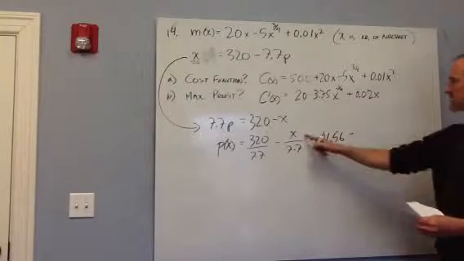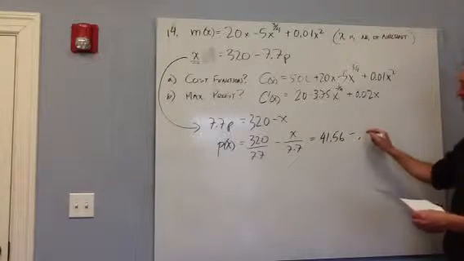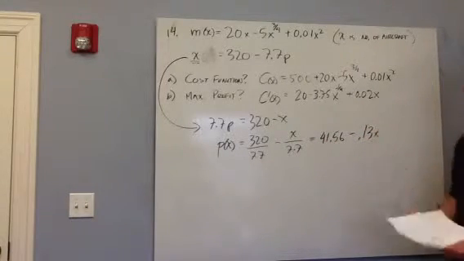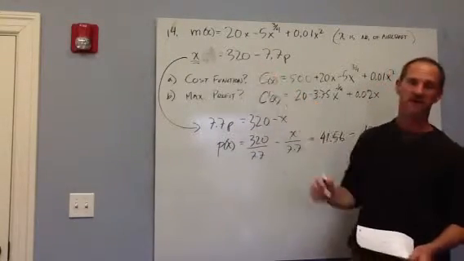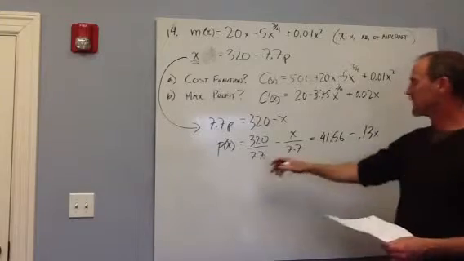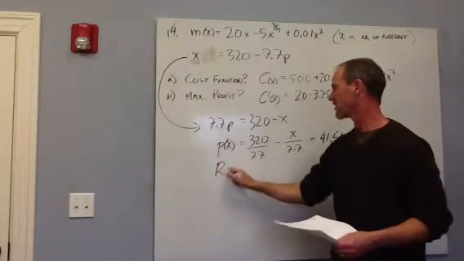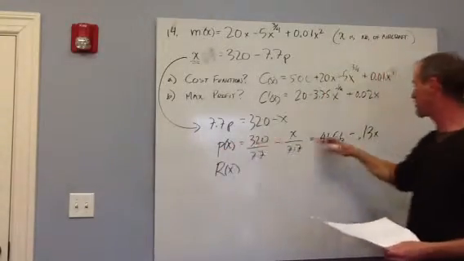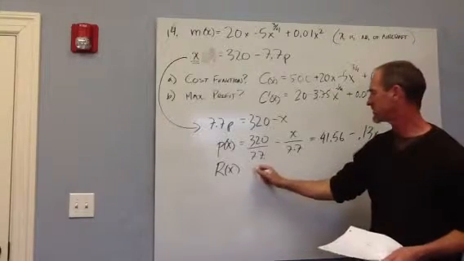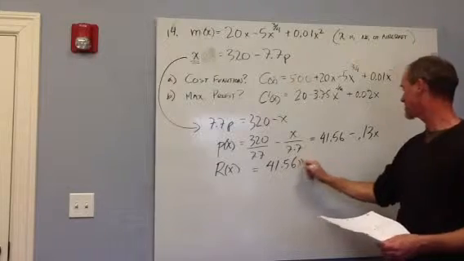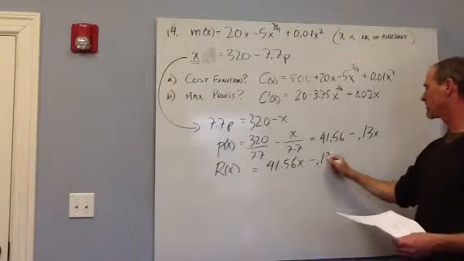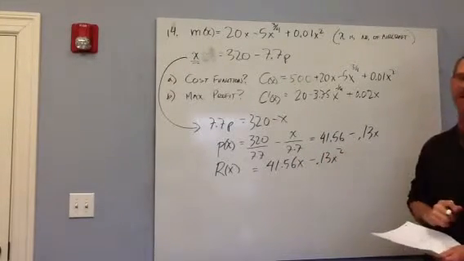And then minus 0.13x, okay? Well, that's our demand function. All we've done is solve this function for that. All right, so how do I get the revenue? Well, that's just a matter of multiplying by x. So the revenue function then becomes 41.56x minus 0.13x squared, okay?